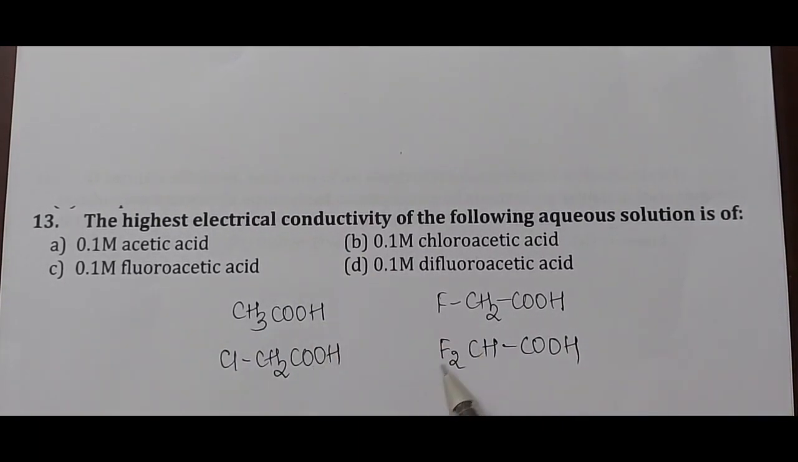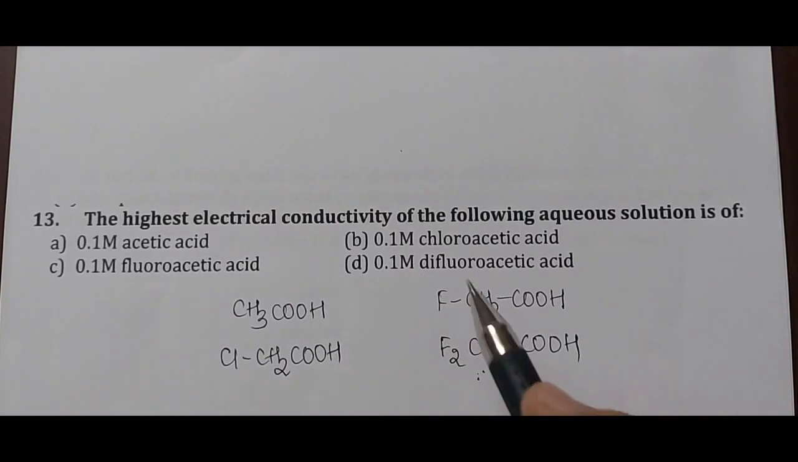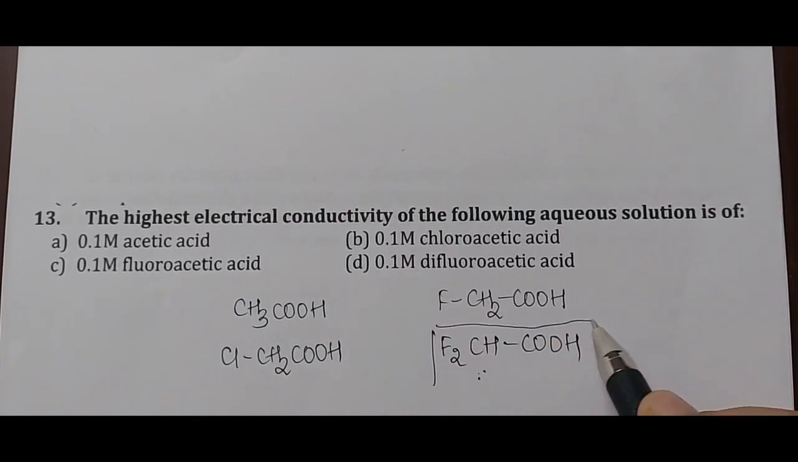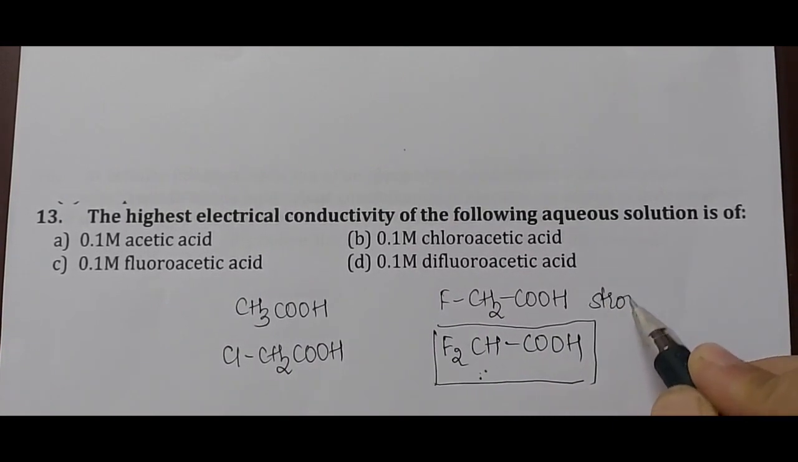Now the concept about it, we have discussed in the lesson aldehydes, ketones and carboxylic acids, that the more electronegative atoms, or the greater the number of electronegative atoms on the alpha carbon atom, the greater is the strength of the acid. So if we consider the strength of the acid, difluoroacetic acid is the strongest acid.